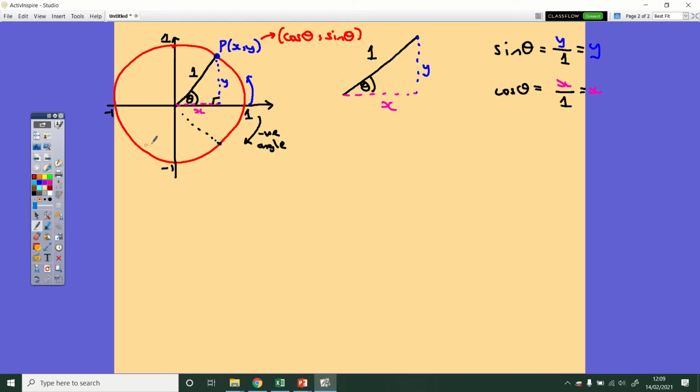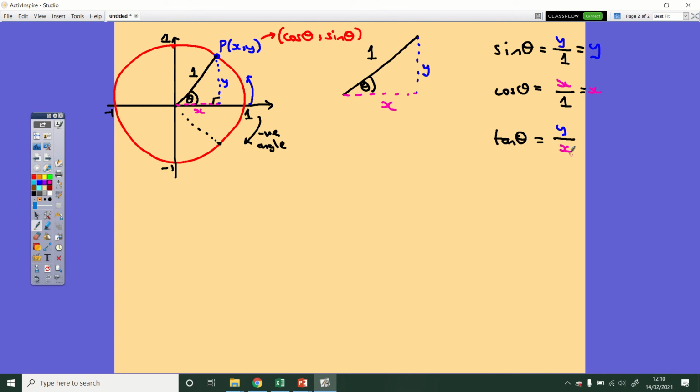I think the best thing to do now is to use this picture to draw the graphs of sine, cos, and tan. We already know where sine and cos come from on this picture, so I think it's worth us doing tan theta as well. So tan theta is defined as the opposite side divided by the adjacent side, but that's just y over x. Let me just change colour.